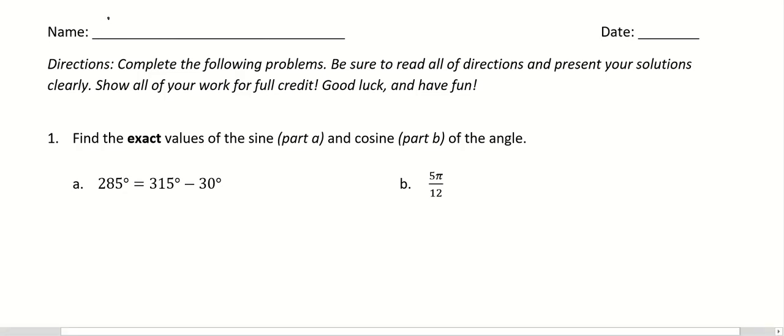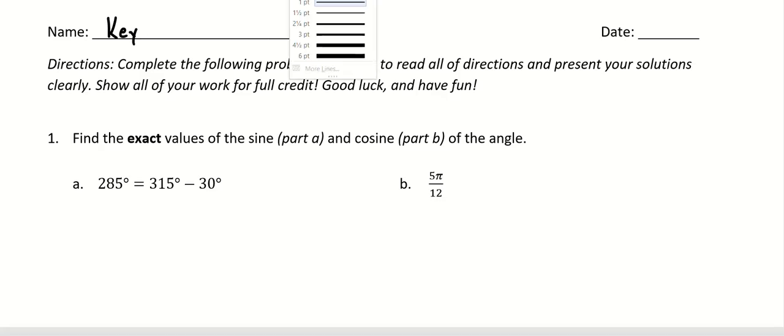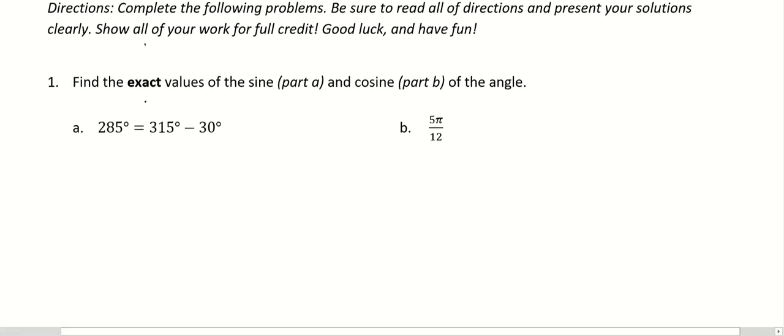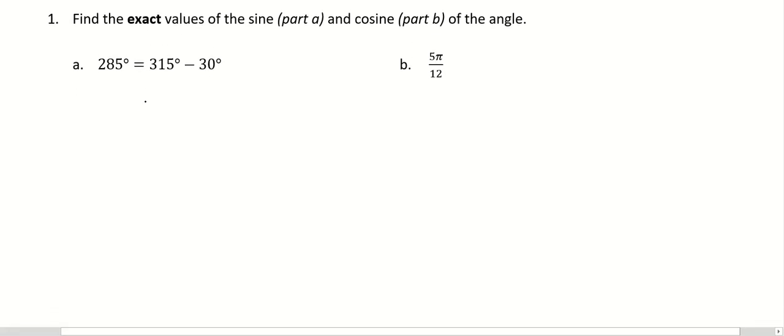For this, I'm doing it on Word. Hopefully we don't get any weird issues showing up with using this. Anyway, here we go. On the first one, we are asked to find the exact value of sine and cosine for the following. And this first one, I've hooked you up, because 285 unfortunately does not show up on the unit circle. But what does is 315 and 30.